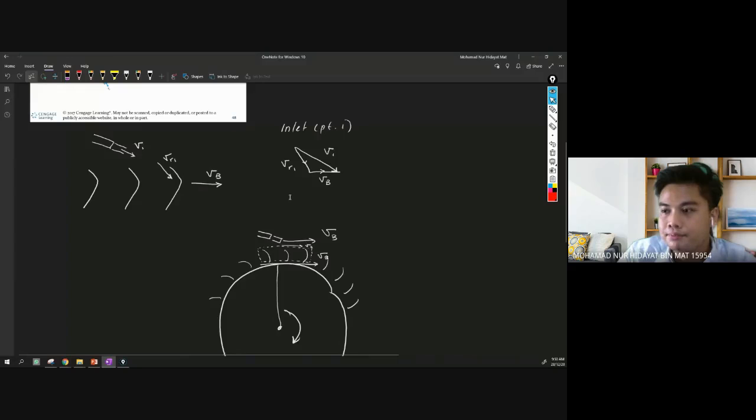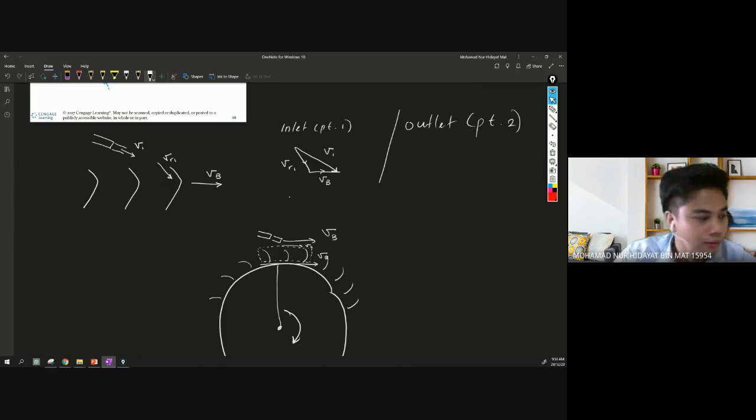So from here, let's go to the outlet, or what we call point number 2. So how is the outlet formed? Right. Once the velocity enters this region, it will go out here as VR2. So because of VR2, we need to draw this one. So VR2 is in this direction. So this is the velocity relative at point number 2, and we have VB.